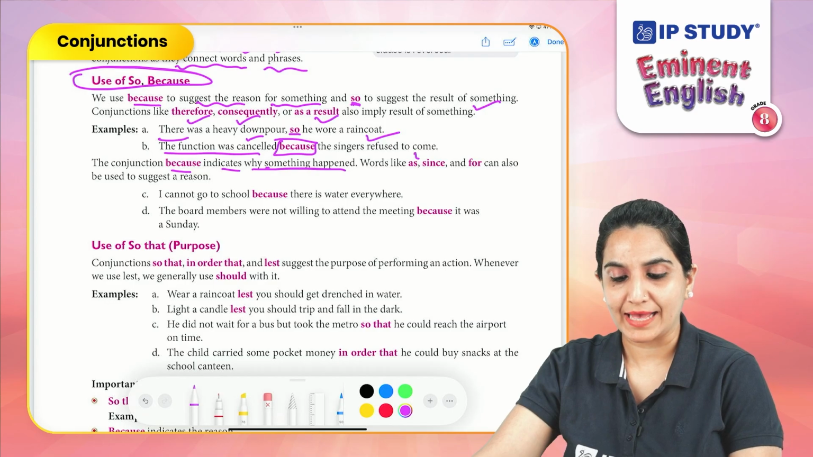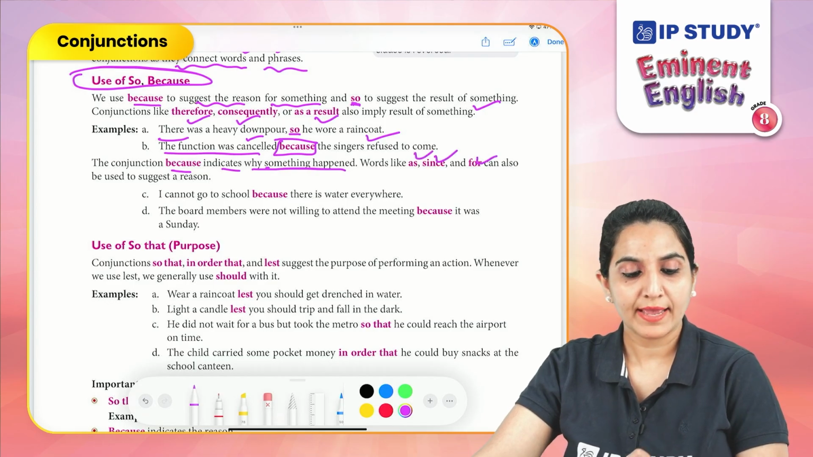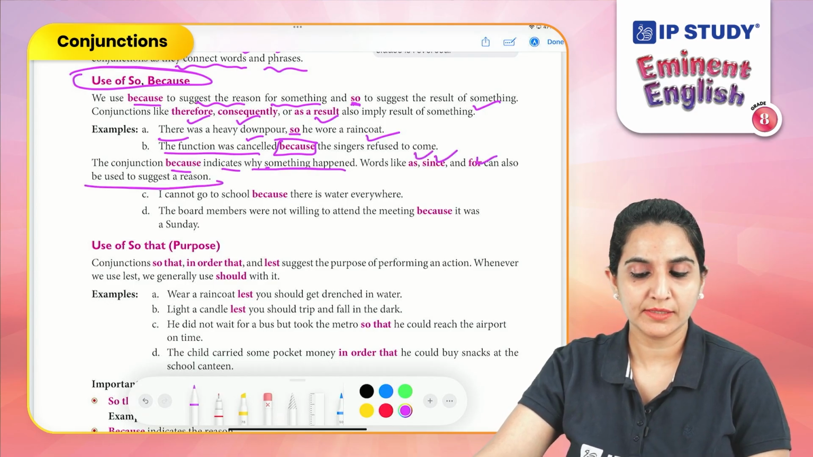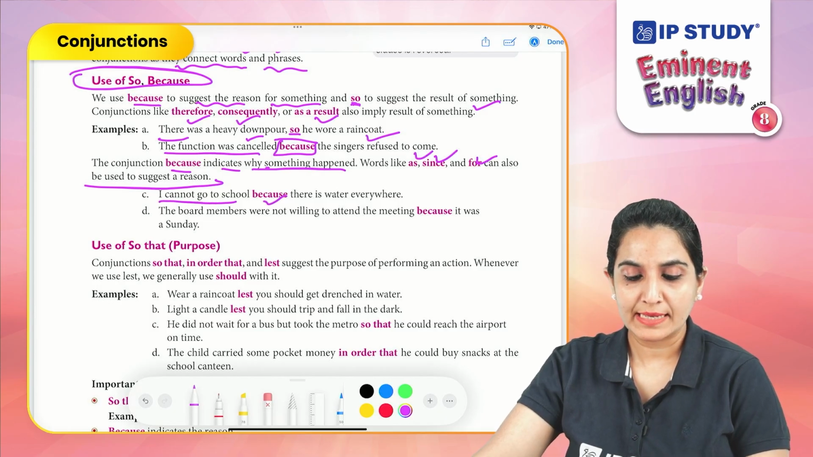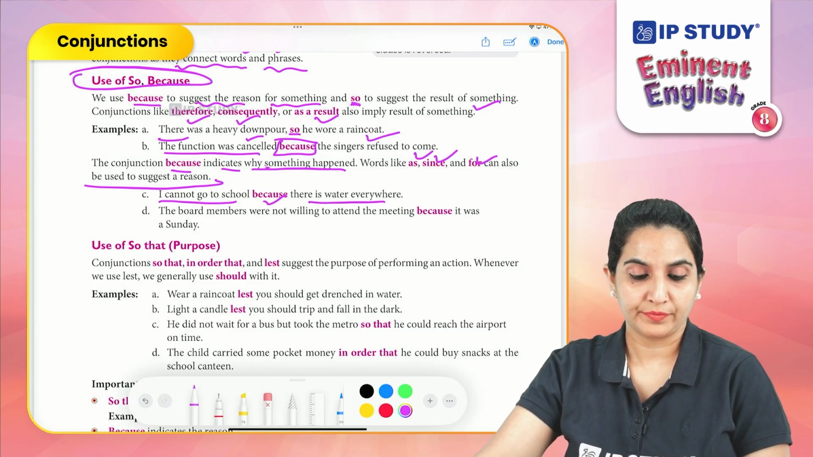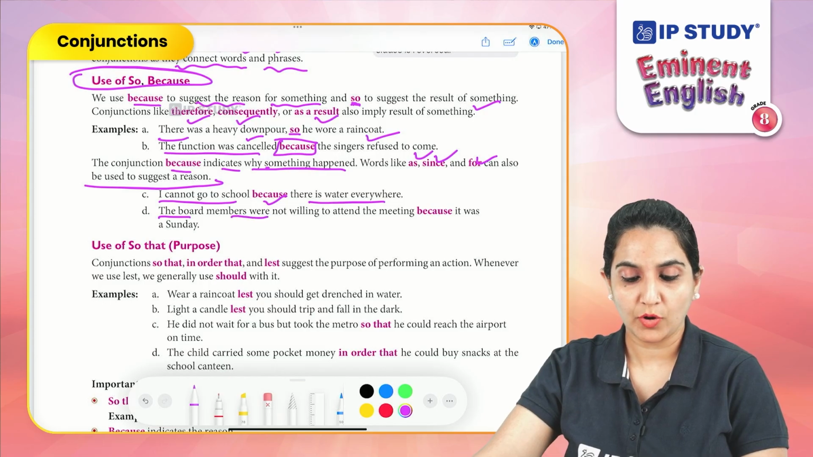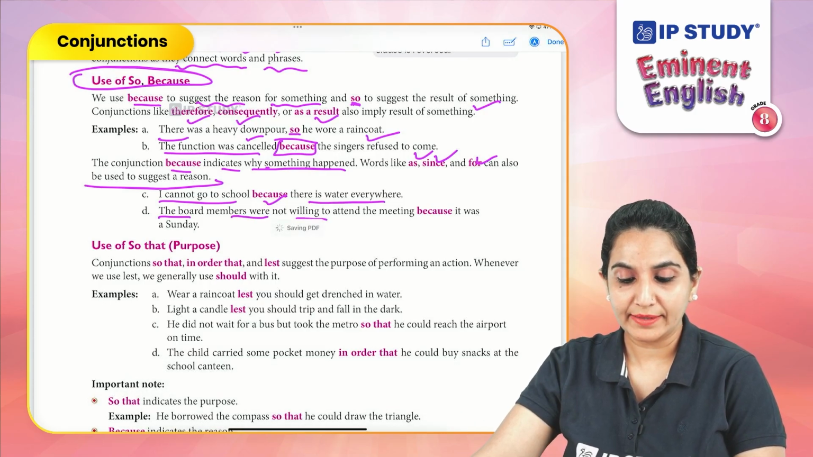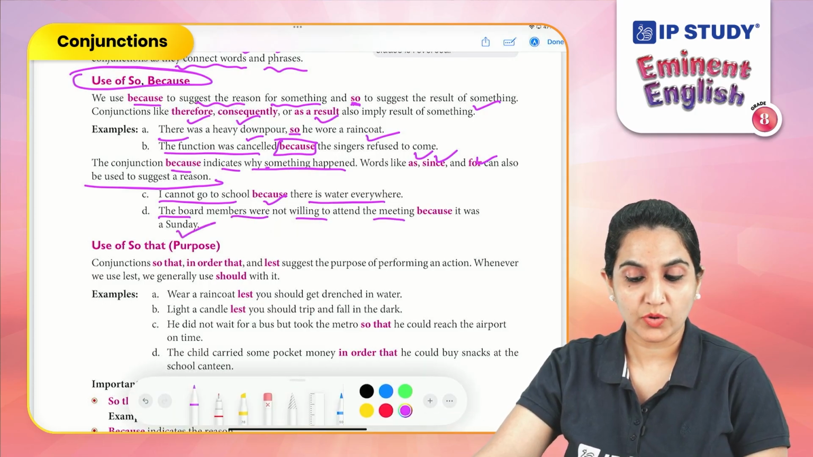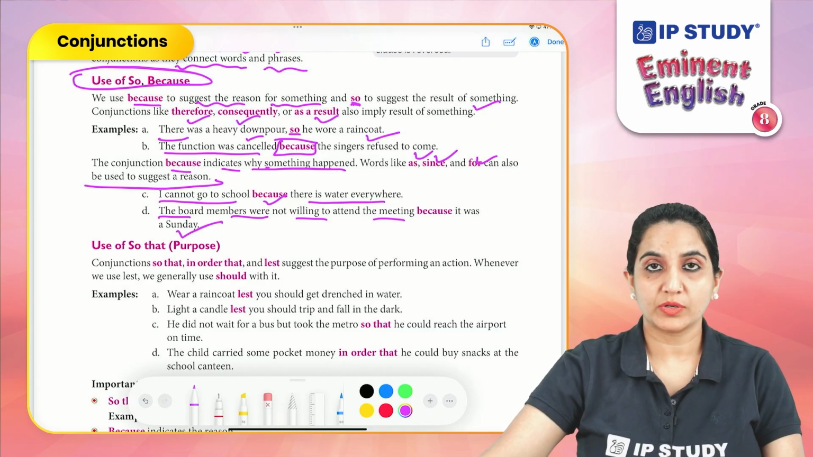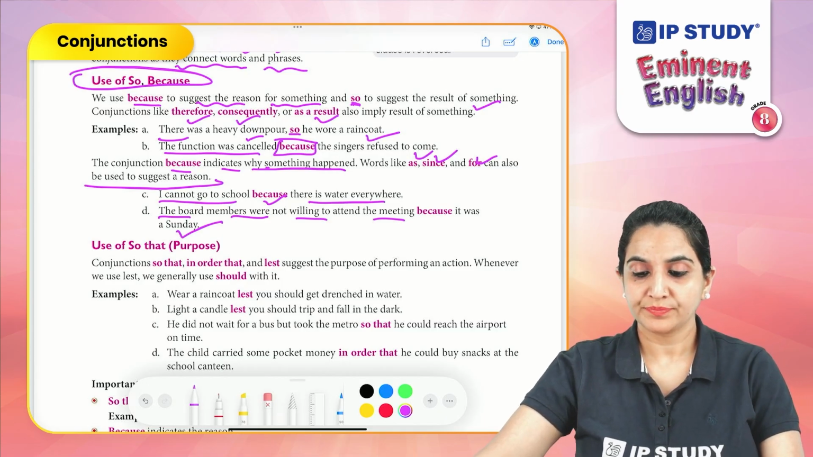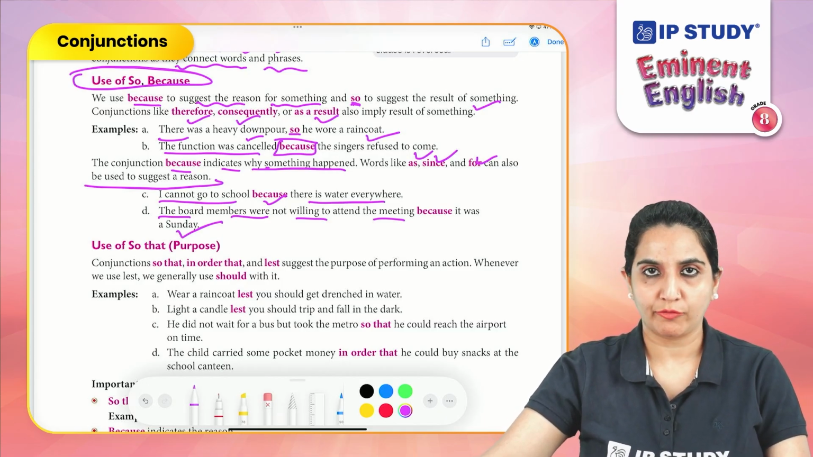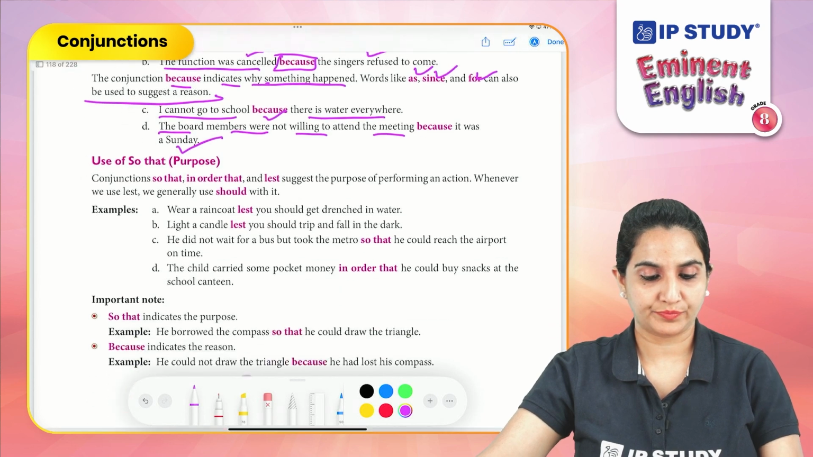Words like as, since, for can also be used to suggest a reason. I cannot go to school because there is water everywhere. The board members were not willing to attend the meeting because it was a Sunday. So alternatively, you can also use as, since, and for in the sentence.